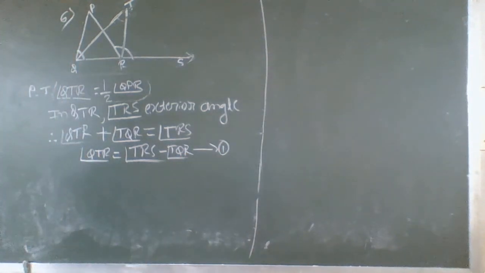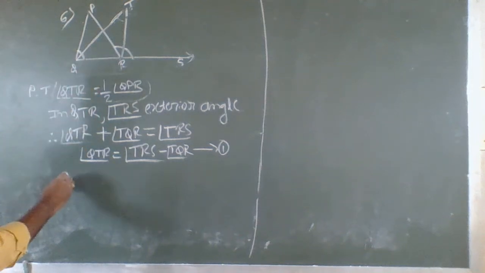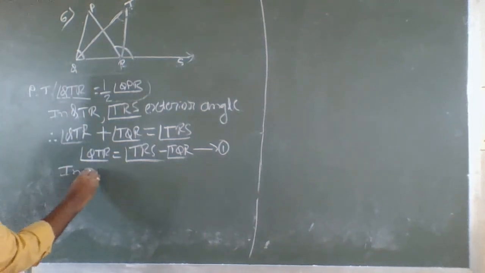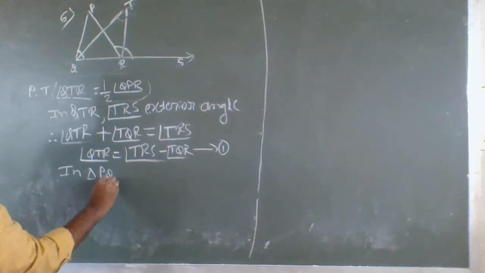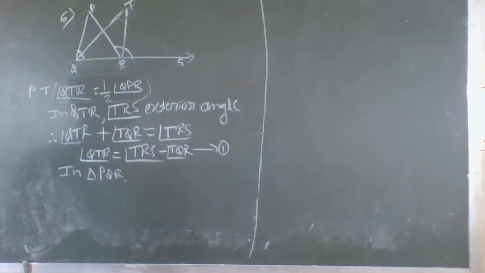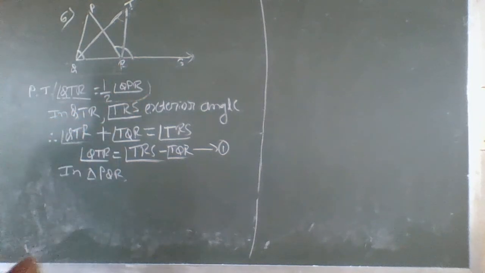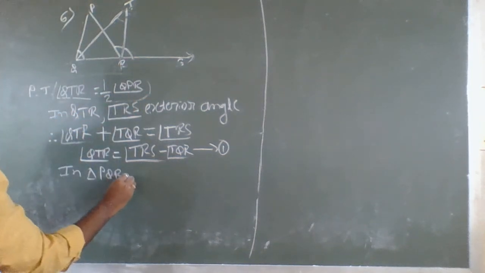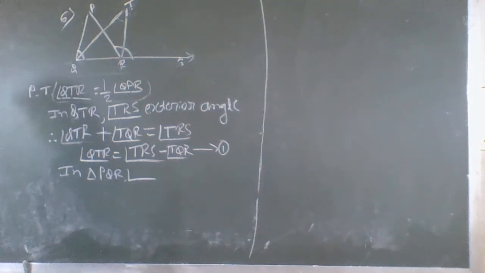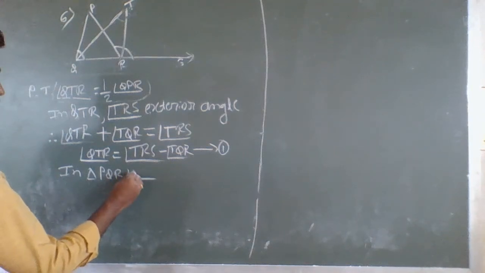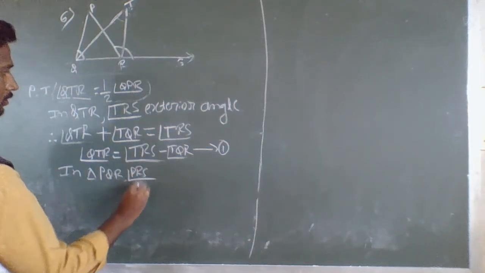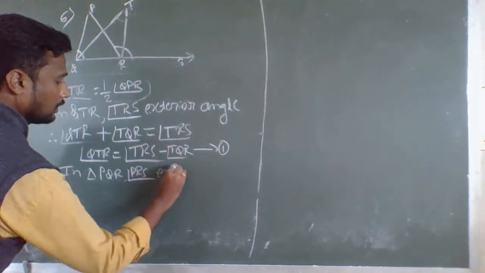Okay. So now, in triangle PQR, which is the exterior angle here? In PQR, PRS is the exterior angle. So here I will write angle PRS is the exterior angle.